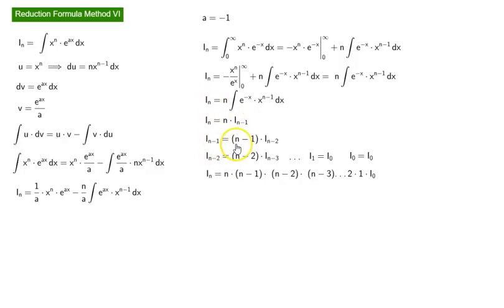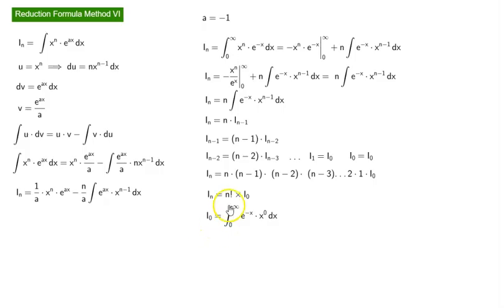So combining all of them into I sub n, we get I sub n is equal to n times n minus 1 times n minus 2 times n minus 3 dot dot dot 2 times 1 times I sub 0. Which means I sub n is equal to n factorial times I sub 0. We have to figure out I sub 0.